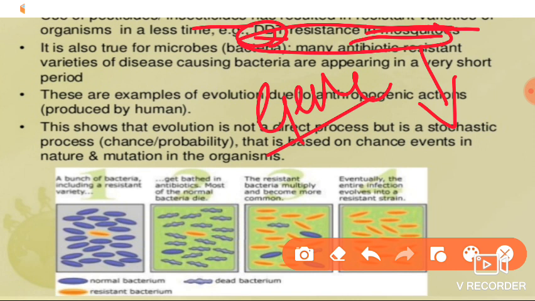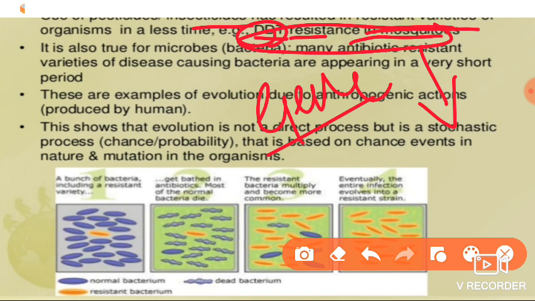Just see, nowadays there is no DDT. We are not using the DDT, because mosquitoes are adapted to that DDT. They are able to resist that particular DDT because of the development of a gene in their body.